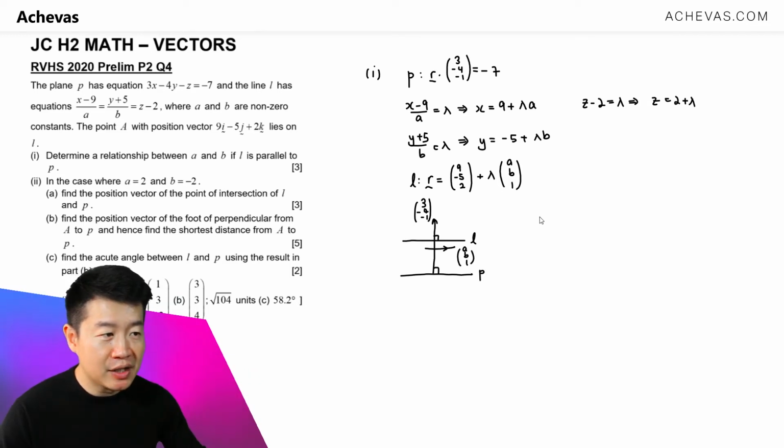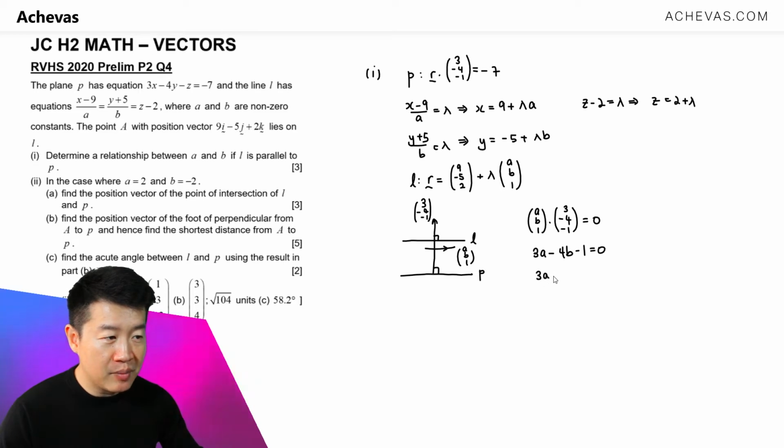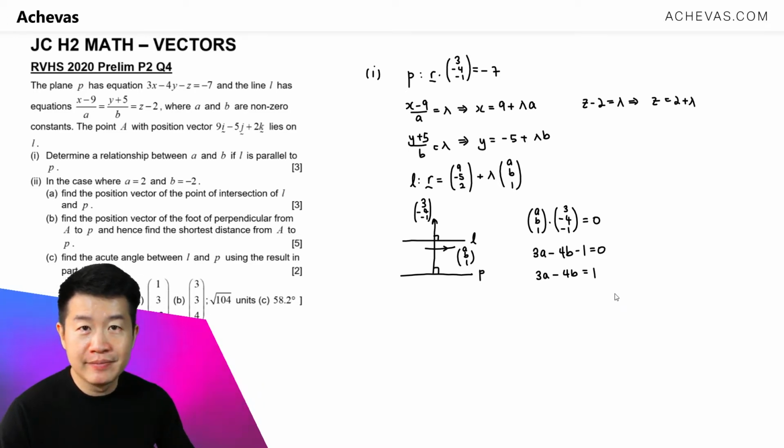So since they are perpendicular to each other, we can do a dot product. We will take (a, b, 1) dot (3, -4, -1), and this should be equal to 0 since these two are perpendicular to each other. So we have 3a - 4b - 1 is equal to 0. Or you can definitely make a and b to be the unknowns on the left hand side here. So this is equal to 1.